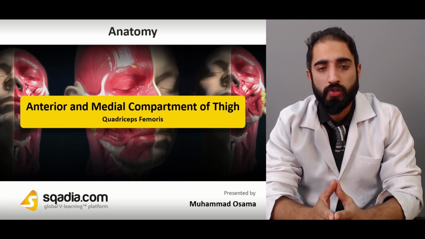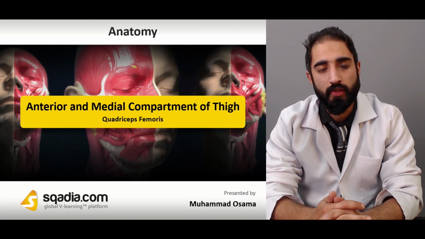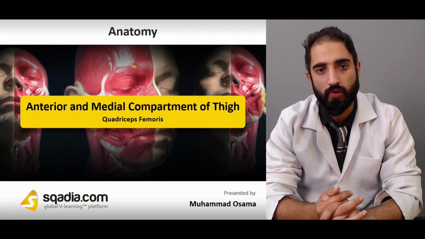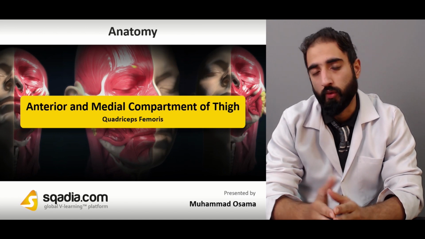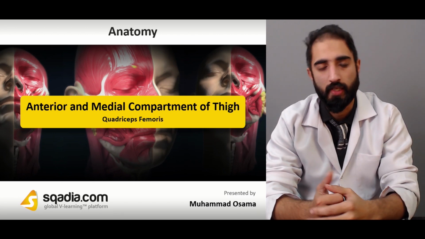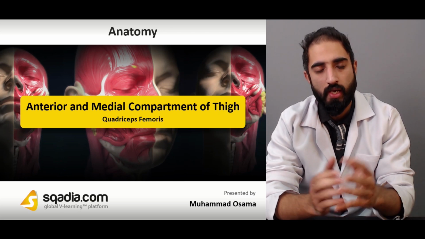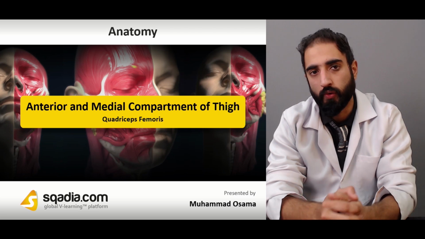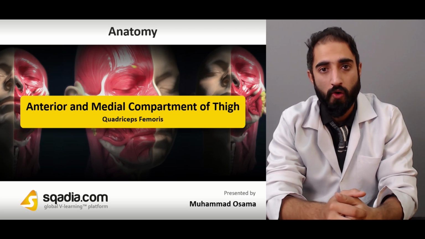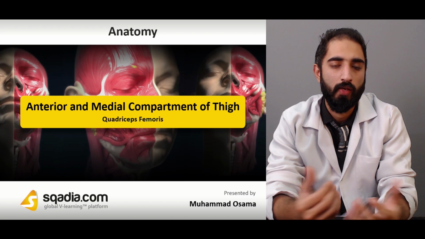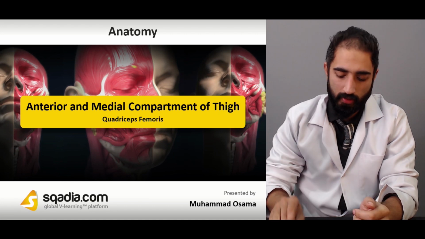So in the previous lecture, we were talking about the muscles on the anterior aspect of the thigh, and we talked about different muscles, but we left out the quadriceps because we said that we are going to talk about that in more detail in the upcoming section. So this section is about one of those groups of muscles, which is the quadriceps femoris, a group of muscles of the anterior aspect of the thigh.